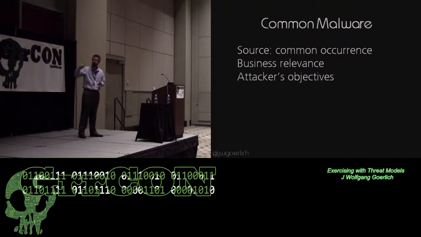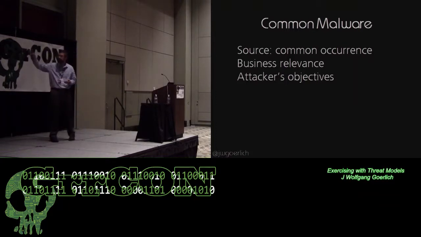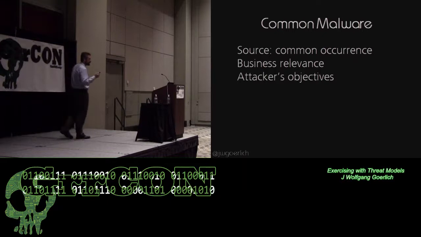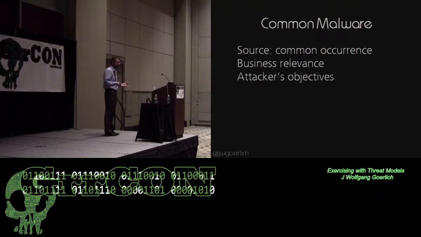Business relevance and attacker's objectives are pretty important in determining, A, how important it is, and do we pass it on to the rest of the exercise and pay very close attention to it? And B, how badly do they want to get us? Because how badly they want to get us determines how advanced our controls need to be, right? Because we need more coverage the more advanced the attacker is.